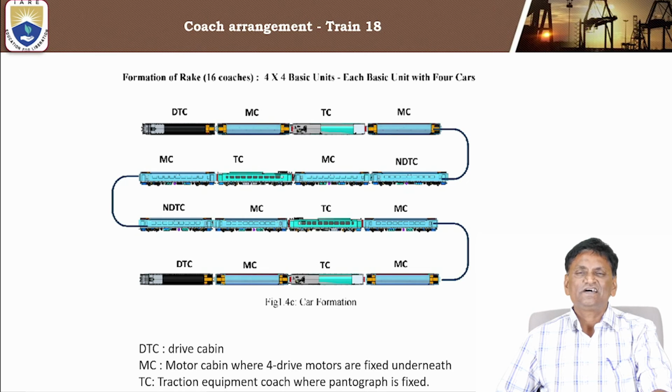If only a few passengers are there, they can use these first 4 coaches. But if more passengers are to be carried, this has to be replicated in multiples of 4. If you see, the second 4 coaches were MC, TC, MC. The last coach has the name NDTC, meaning there is no driver. A driver is not required to be sitting in all the coaches. The first coach and the last coach are kept, and that is sufficient. So in between, there is no driver coach; it is like a usual coach full of passengers. Those are called NDTC coaches. So the 16 coaches were optimally utilized like this.